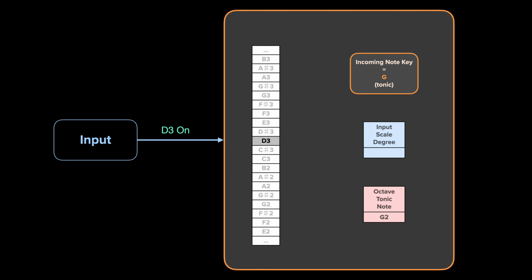Now we can find the scale degree of the input note. The scale degree of a note is its distance from the tonic of the scale. How far is D3 above the tonic? We can simply count up from the octave tonic note. D3 is 7 semitones above G2, so its scale degree is 7. Now we've identified the input scale degree and the octave tonic note.